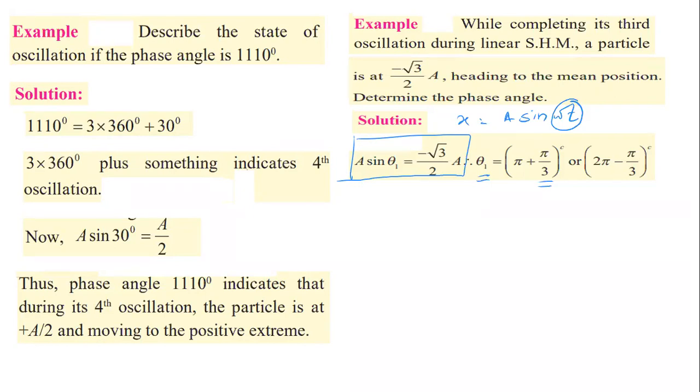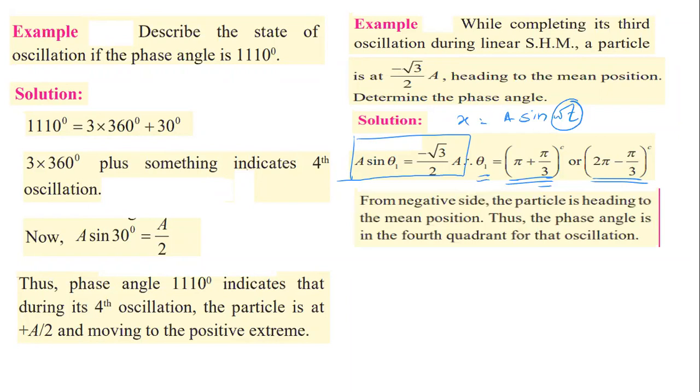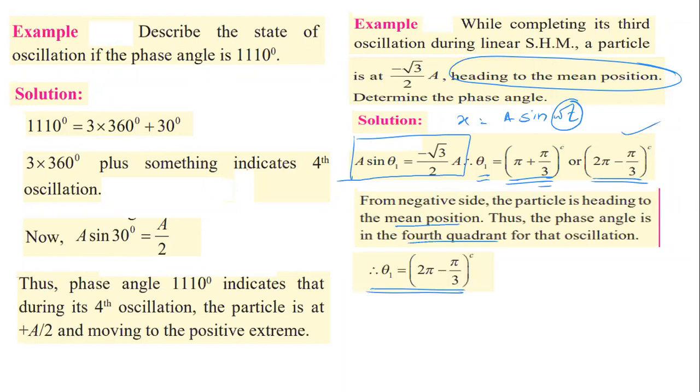Now we can write this theta as pi plus pi by 3 or 2 pi minus pi by 3. Both are equivalent to this. But here, from the negative side, the particle is heading to the mean position, as given in the problem. Thus the phase angle is in the fourth quadrant, and so obviously this is the right one. So we can write theta is equal to 2 pi minus pi by 3.